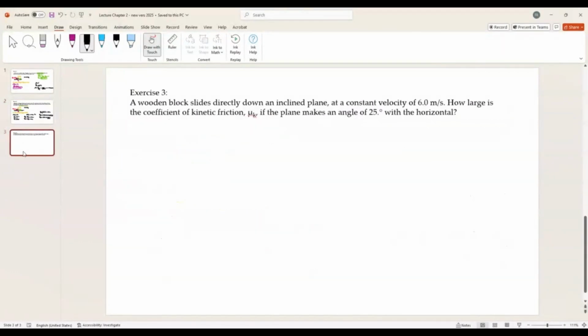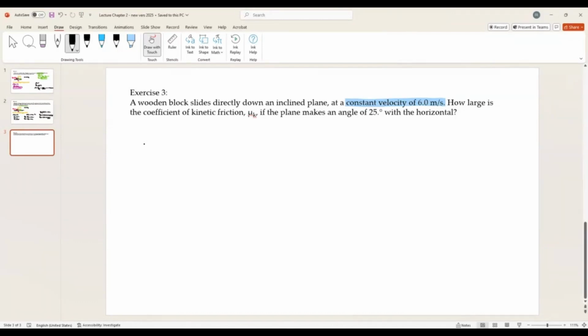We have a third exercise here. It's a wooden block sliding directly down an inclined plane at a constant velocity. So again, we have important information here. We have a constant velocity of 6 meters per second. Right? So how large is the coefficient of kinetic friction if the plane makes an angle of 25 degrees with the horizontal?